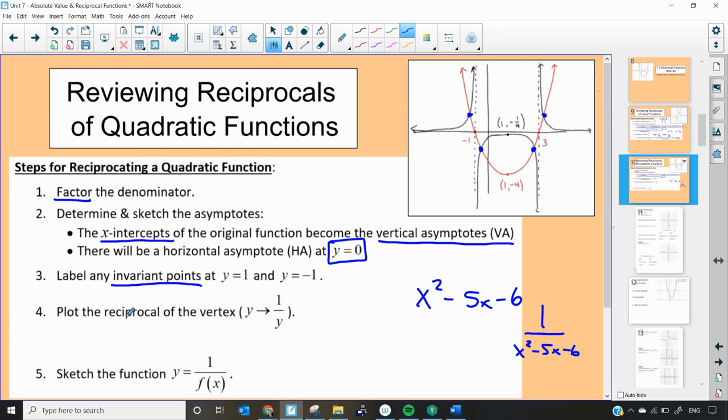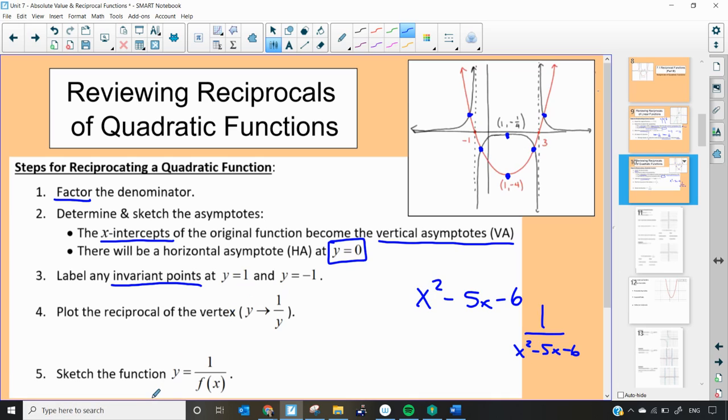After that, we would plot the reciprocal of the vertex. So we're going to have to find our vertex, and then we plot the reciprocal. So if our vertex, or our minimum in this case, is happening at 1 comma negative 4, the reciprocal would happen at 1 comma negative 1 over 4.